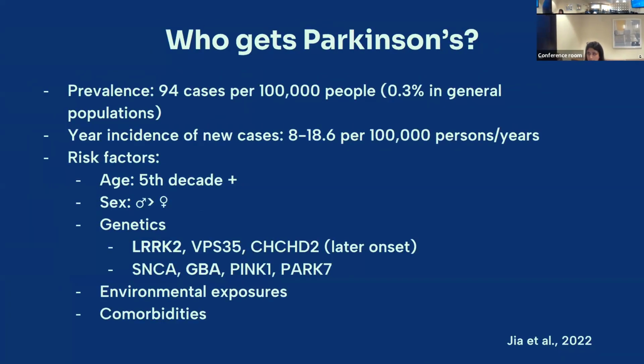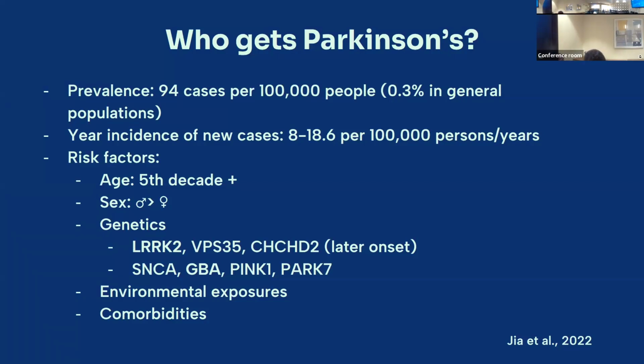So who gets Parkinson's? Prevalence is about 94 cases per 100,000 people, so about 0.3% in the general population. Yearly incidence of new cases is 8 to 18.6 per 100,000 persons per year. Risk factors: age is a big one. Incidence and prevalence rise pretty steadily in adults beginning in the 5th decade. Males tend to get it more than females.